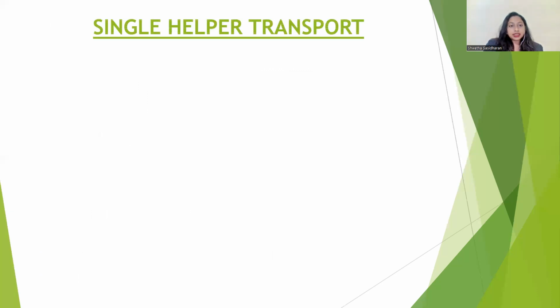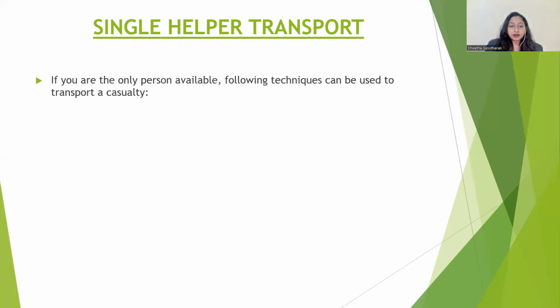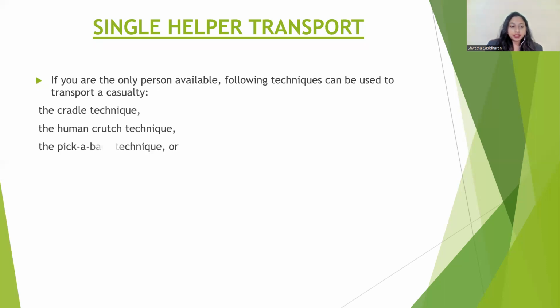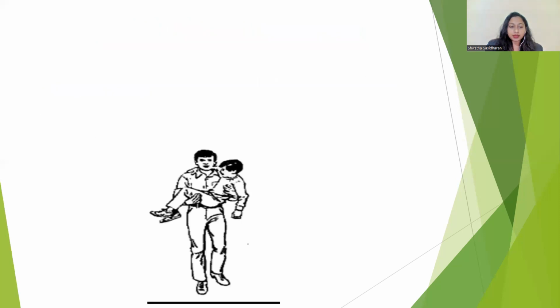Single helper transport. Here the rescuer will be only one person. So what techniques can we use if we are alone in that situation? If you are the only person available, the following techniques can be used to transport a casualty: the cradle technique, the human crutch technique, the piggyback technique, or the fireman's lift technique.